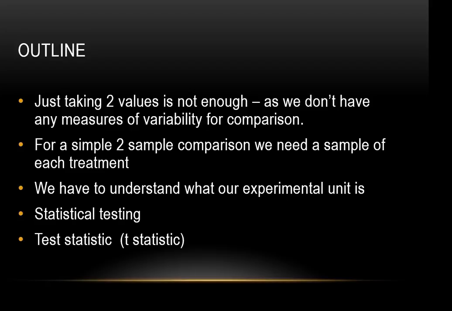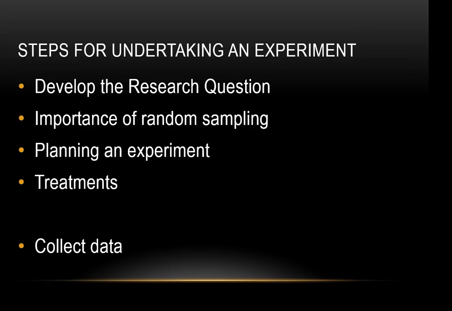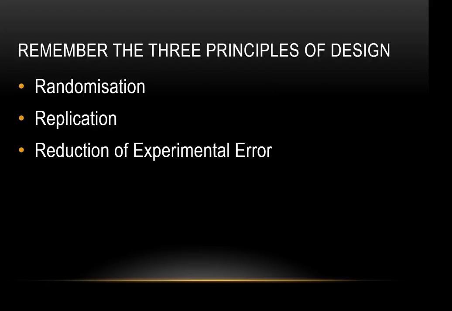In this screencast, we'll talk a little bit about the statistical testing and in particular running a t-test in R code. So the steps for undertaking our experiment is to develop the research question, and when we're planning our experiment we think about the random sampling aspect. We have to plan our experiment, plan the treatments and consider collection of the data.